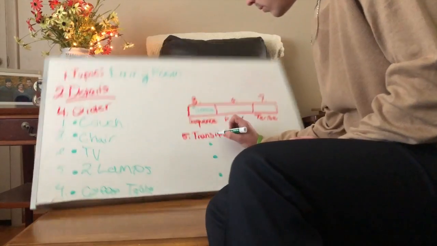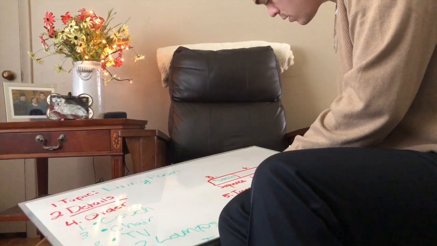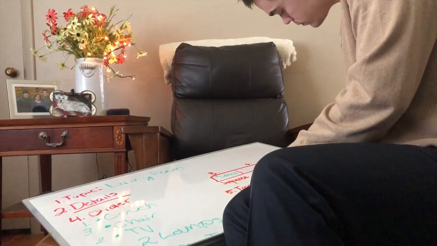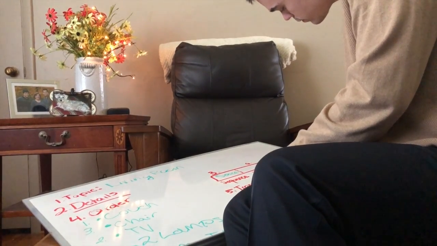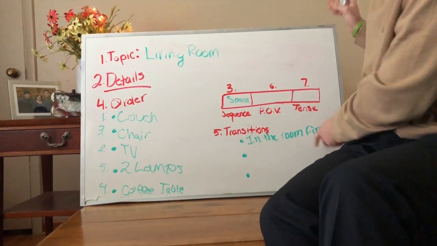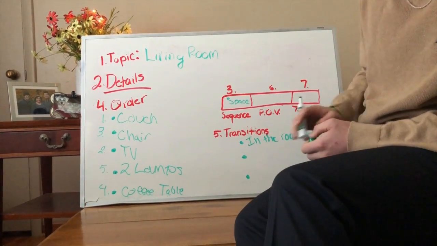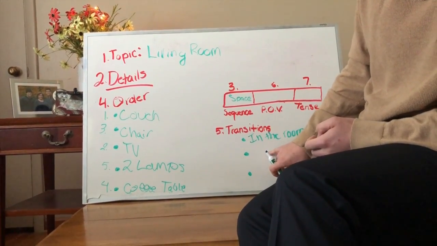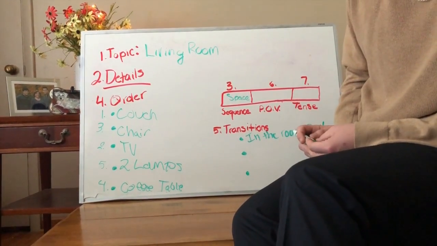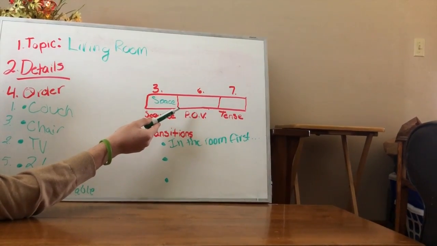So in the room, one second. So as you can see, I wrote in the room first, I see the couch, and then you can describe the couch in more ways. And then the next transition would be maybe to the left side of the room. Next in the room, I would see the TV. And next would be the transition word. Now I'm ready to move on to number 6.